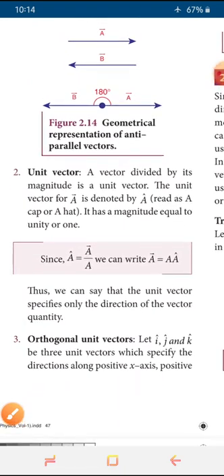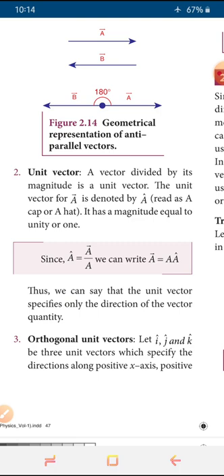And next, the second type is unit vector. Understand the unit vector well. We use it in many places in 11th and even in 12th standard too. So don't get confused there, learn this well now. What is a unit vector? A vector divided by its own magnitude. A vector divided by its own magnitude is called a unit vector.